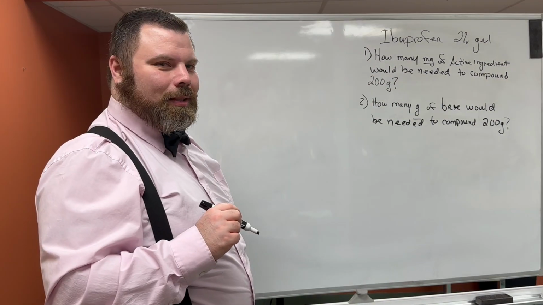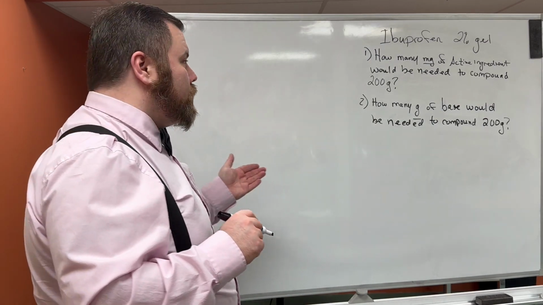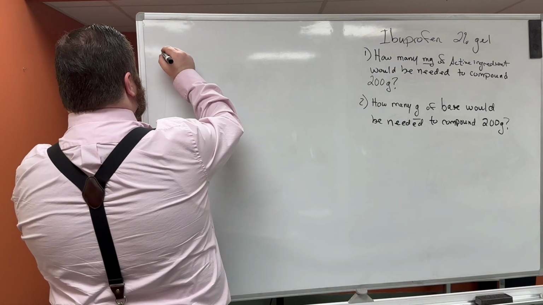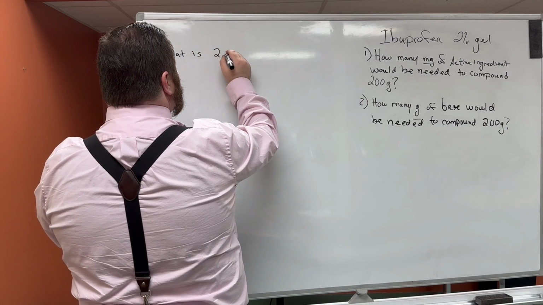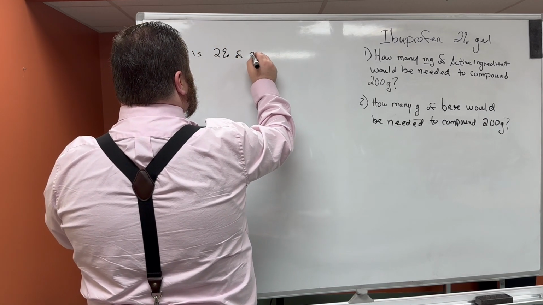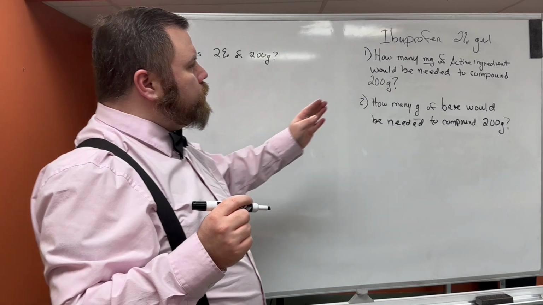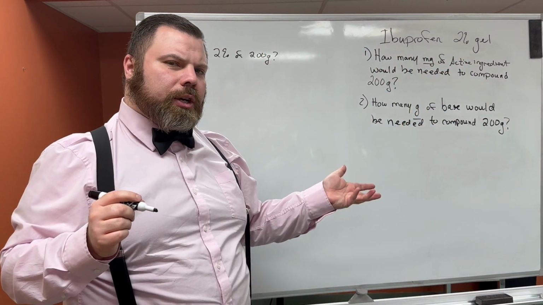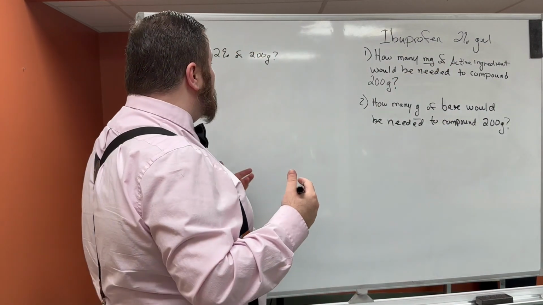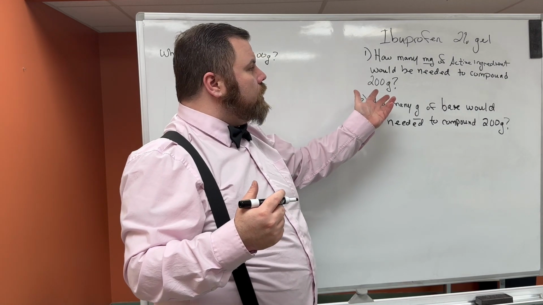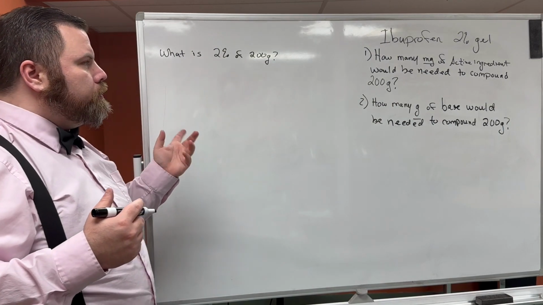So how we start this problem is we're going to translate what is written into math. So the first thing we want to ask ourselves is, what is 2% of 200 grams? 2% represents the strength, the concentration of the compound in question, and that's indicative of the active ingredient. So how do we calculate that? Well, how much of that 200 grams is active ingredient? And we do that by multiplying it by the percentage.